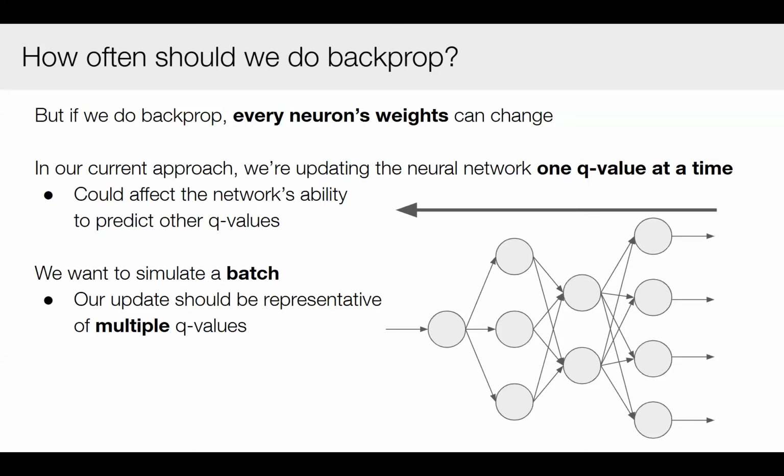So that's what we want to do here. We want to simulate a batch so that when we do backpropagation and update our neural network, the update is representative of multiple Q values. So our neural network is getting better at predicting everything, not just one Q value at a time. Does that make sense?